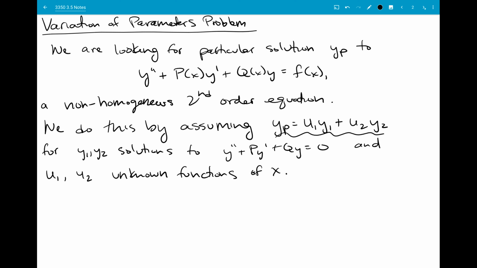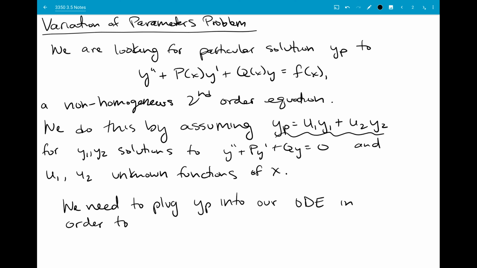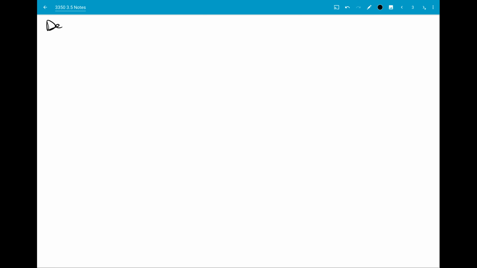And with this method, like a lot of methods in class, we're just going to assume that's true, plug it into the differential equation, and see what u1 and u2 have to be in order for that to happen. So we need to plug y sub p into our ODE in order to solve for u1 and u2. And next up, we're going to actually derive what u1 and u2 should be in the general case.